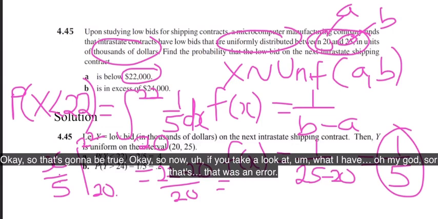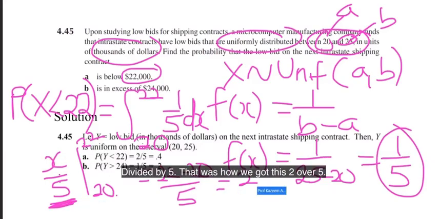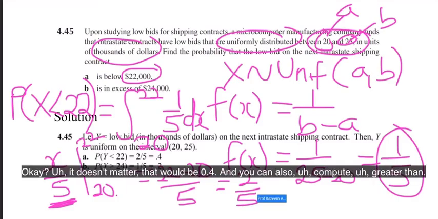Okay, so now if you take a look at what I have, sorry, that was an error. It's going to be 5. Here, that's the 5. Then you plug in 22 minus that. So that's going to be 2 divided by 5. That was how we got this 2 over 5. And in decimal, that would be 0.4.